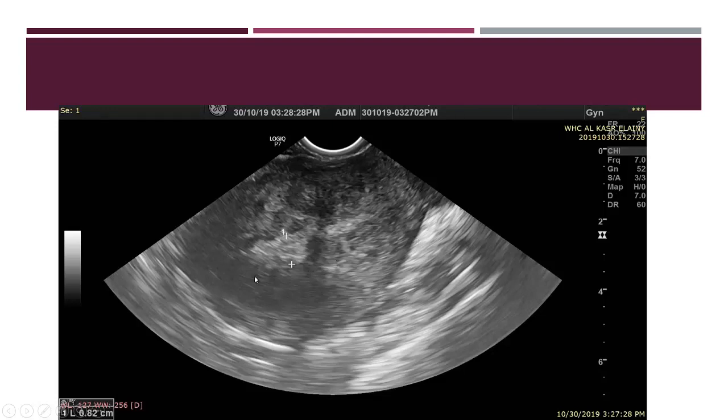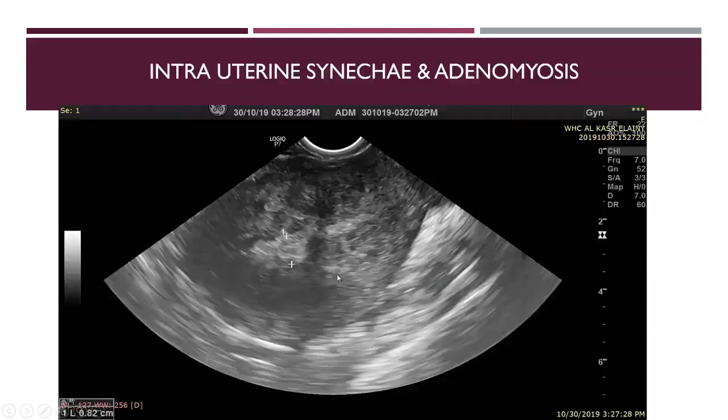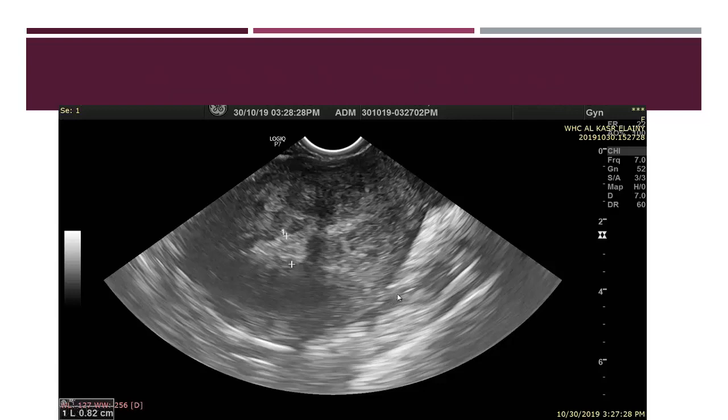intrauterine synechiae. Note here, this is the normal endometrium, and there is constriction by a hypoechoic band here, so it caused cicatricial contraction of the uterine cavity. So the uterine synechia could mimic in some parts a duplicated uterine cavity. So this is intrauterine synechia and adenomyosis. This is also the subendometrial cysts and the heterogeneous myometrium. So we have here intrauterine synechia together with adenomyosis.